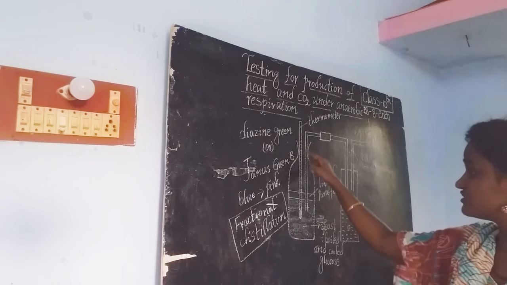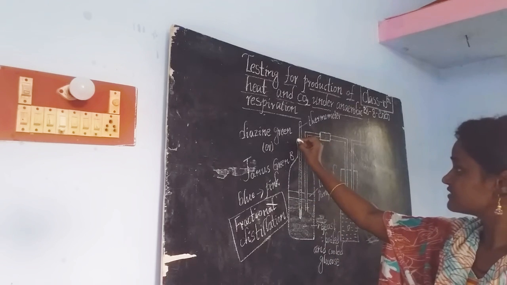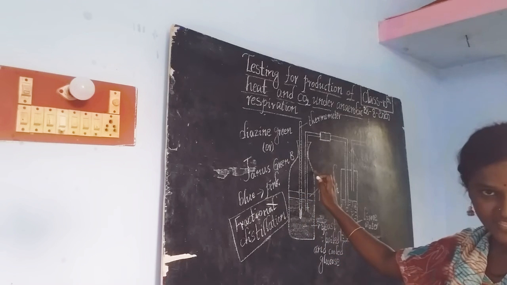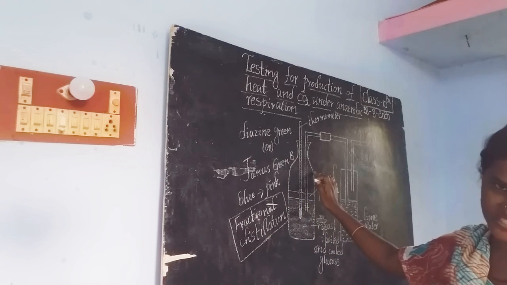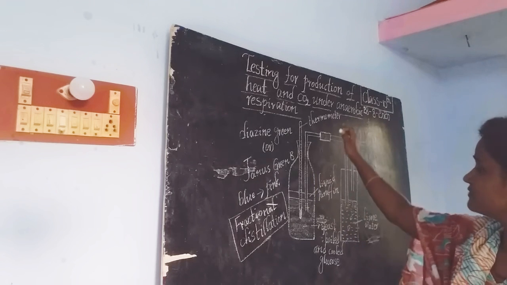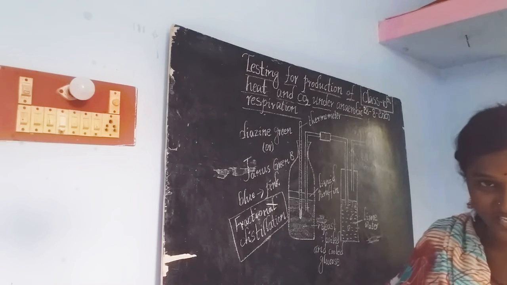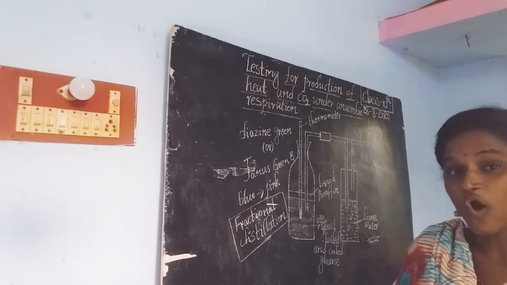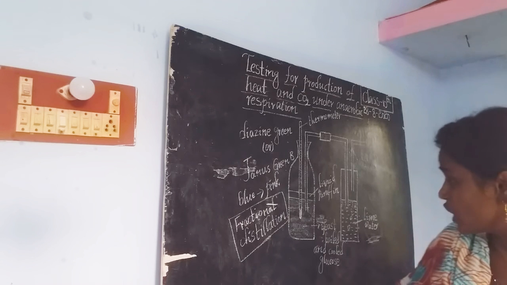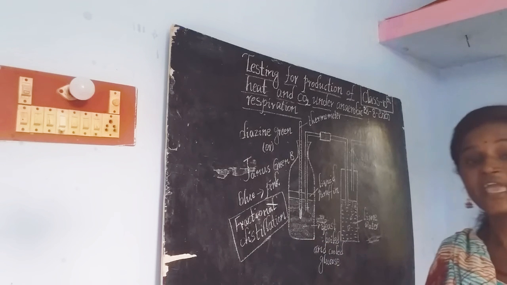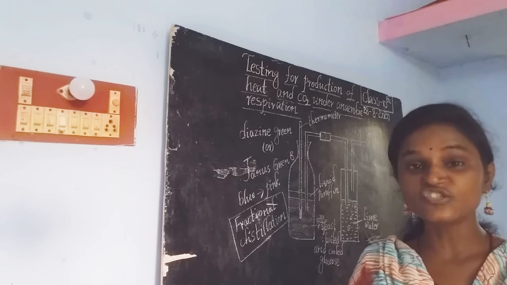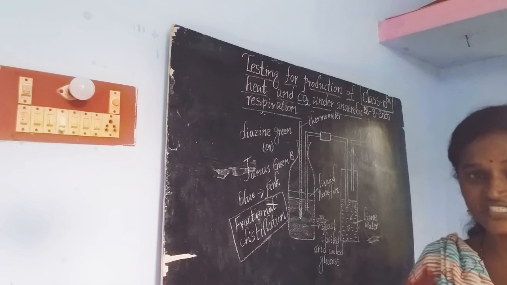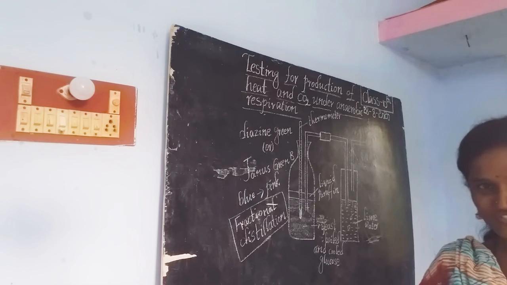For this activity, we need a transparent glass flask, and we fill about half of this flask with glucose solution. But our aim is to perform anaerobic respiration, which means the activity should take place in the absence of oxygen. We know that glucose solution may contain dissolved oxygen. Then how can we remove it? By boiling the glucose solution.